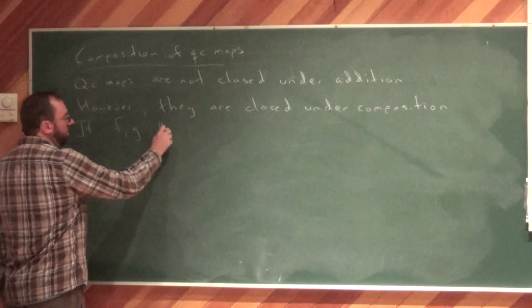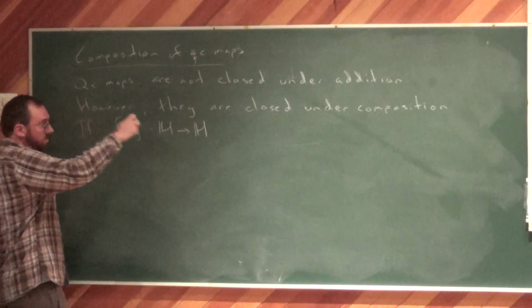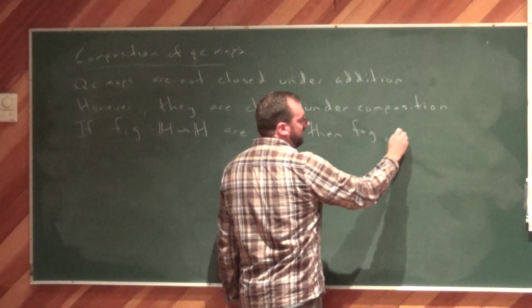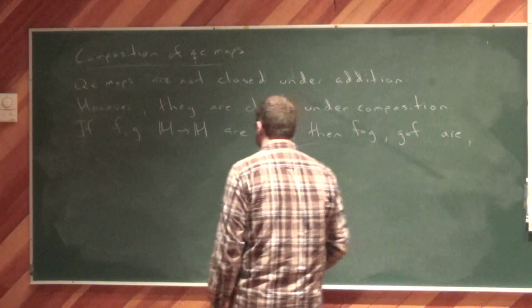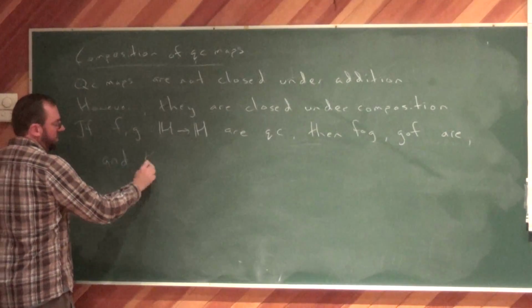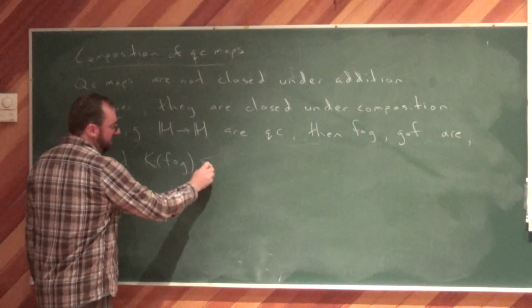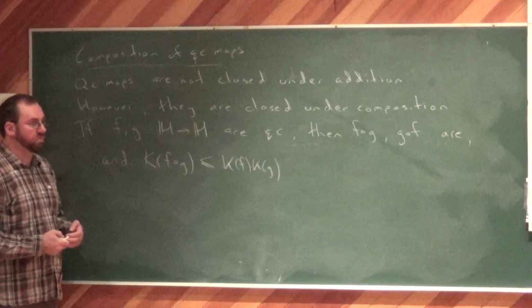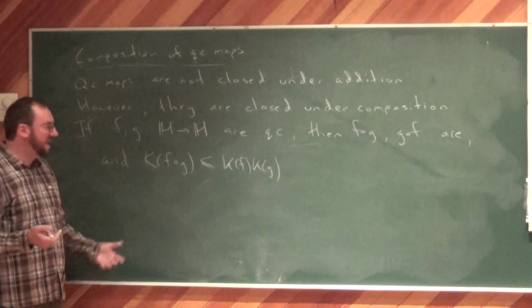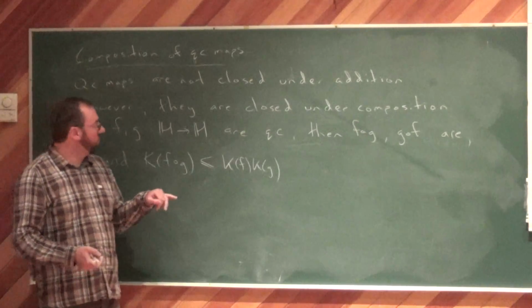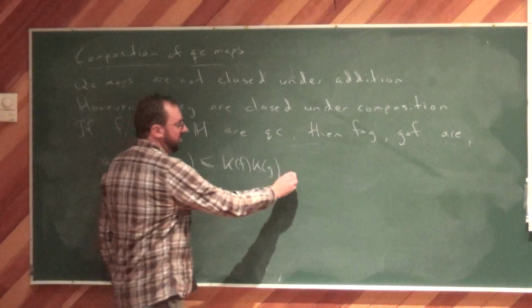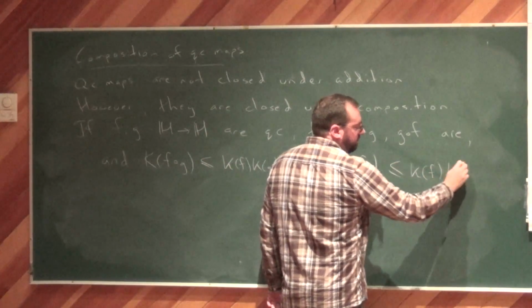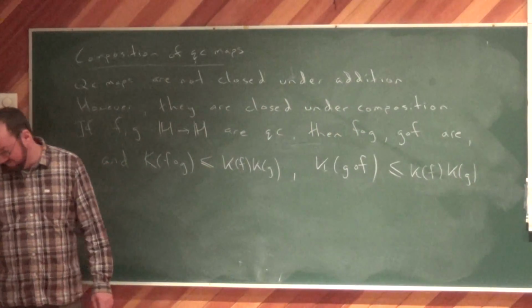So if F and G are quasi-conformal mappings from the upper half plane to itself, then F composed with G and G composed with F are too, and the distortion of F composed with G is at most the distortion of F times the distortion of G. So the distortion typically will go up when you compose quasi-conformal mappings. It doesn't have to, like take G to be F inverse. But it still is bounded. And we'll also just say that the distortion of G composed with F is also bounded by K of F times K of G.